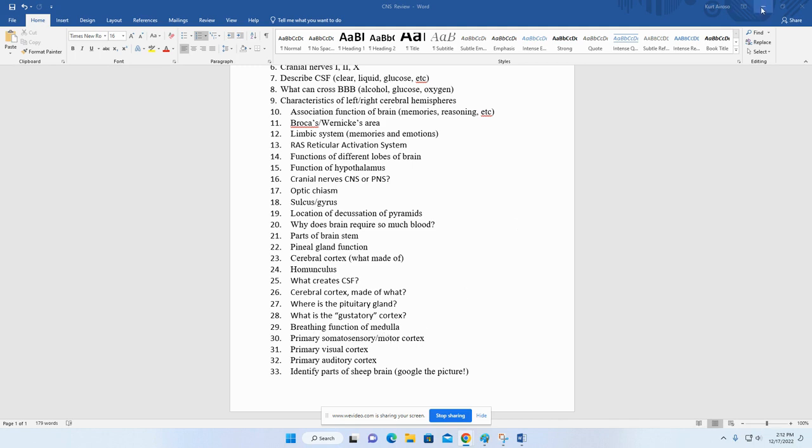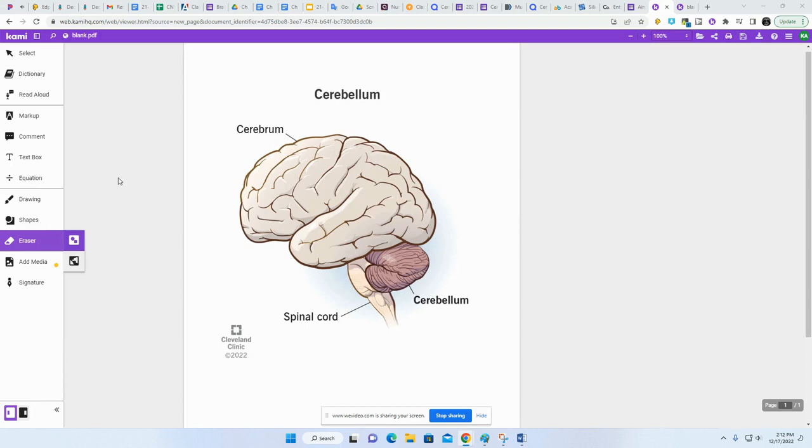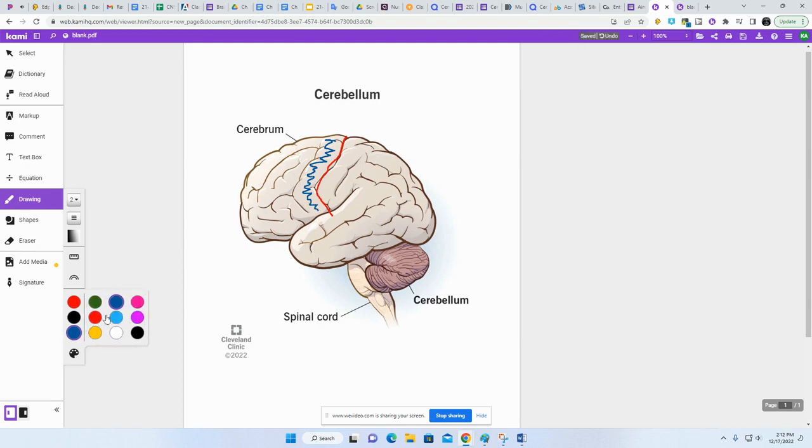Okay, now here's the cerebrum. Let me go ahead and draw in some stuff. All right, central sulcus right here. Central sulcus, that's a groove. We'll go blue. Here's your primary motor cortex right here, shaded in. Primary somatosensory, right here.